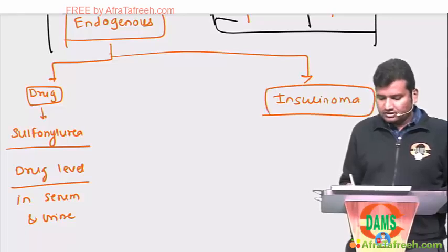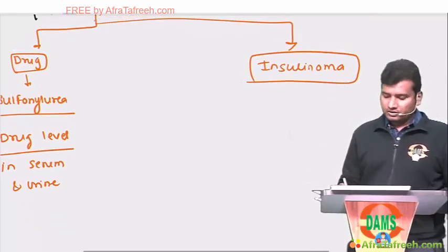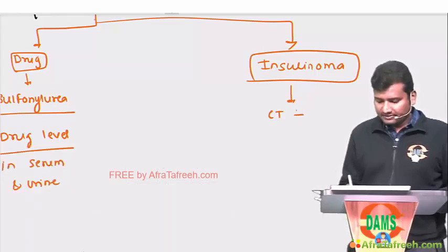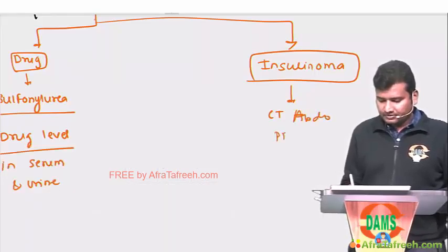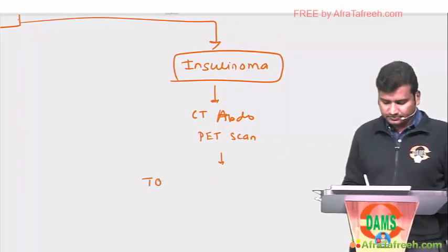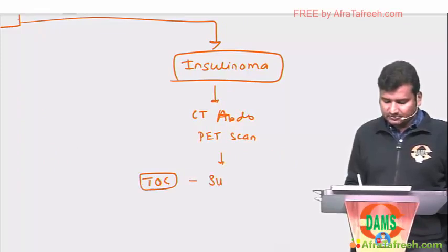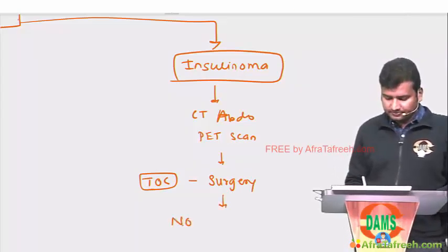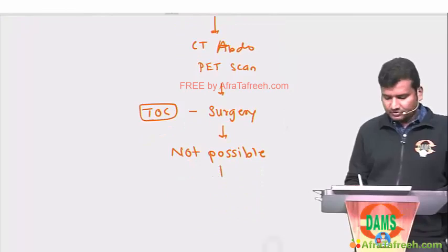And for this insulinoma, to rule out insulinoma, you will do a CT scan abdomen or you can also do a PET scan. Then you will find out the tumor, and the treatment of choice is surgery, surgical resection of the tumor. And if surgery is not possible, then we have to give the drug diazoxide.